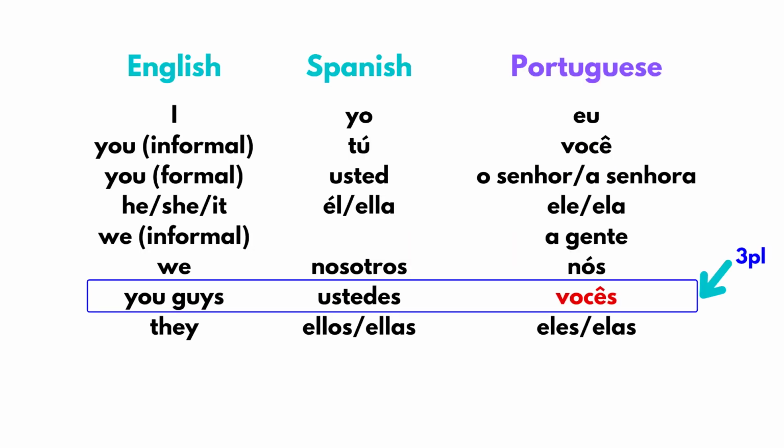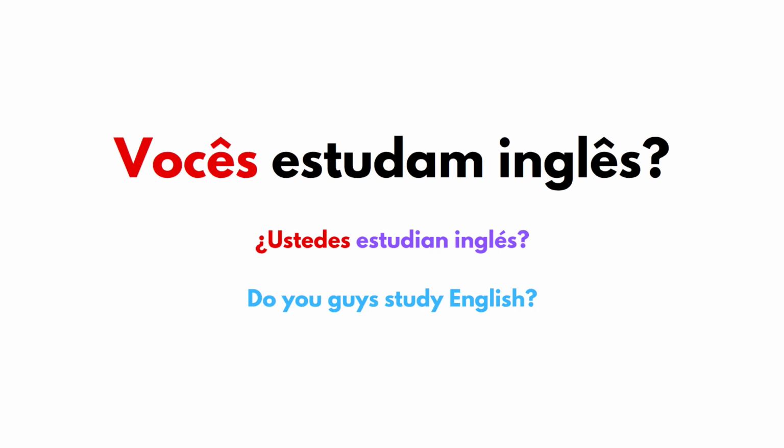Then you guys, or ustedes, is vocês, which is conjugated in the third person plural just like ustedes in Spanish. So if you were talking to a couple of people and wanted to ask them if they study English, you would say, vocês estudam inglês? Ustedes estudian inglés?